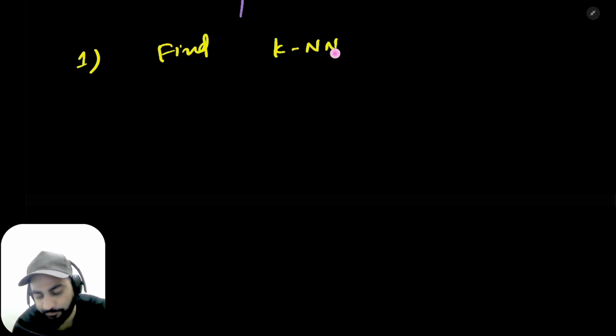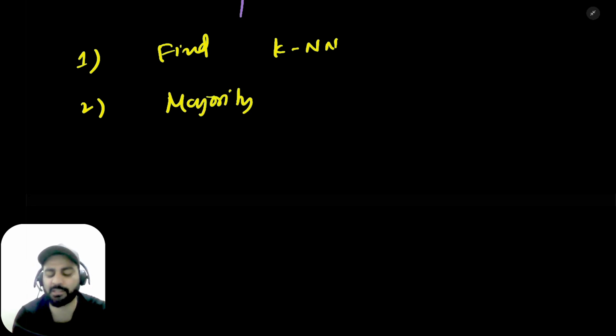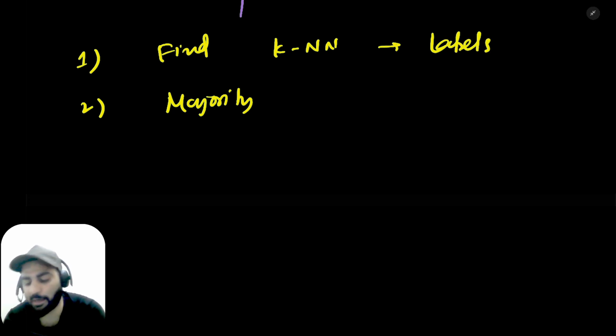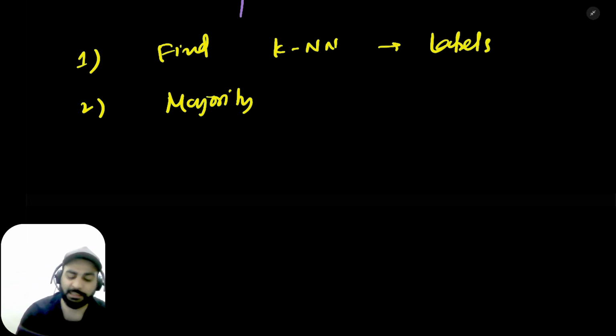Now coming back to KNN, what is the first step? The first step was to find k nearest neighbors. Then the second thing was to do a majority vote. Because here you find the k nearest, get their labels, and out of these labels you do the majority vote. Now we have to define something.